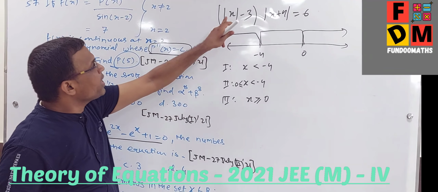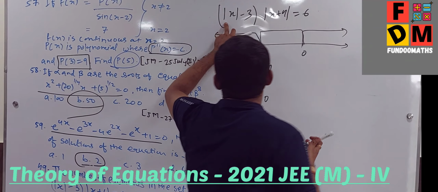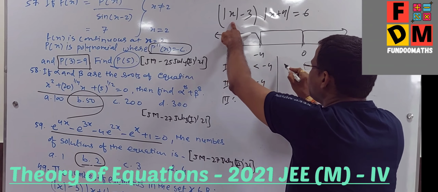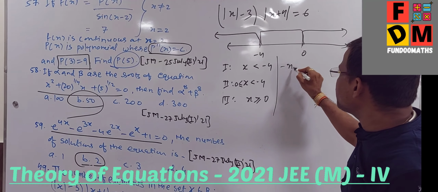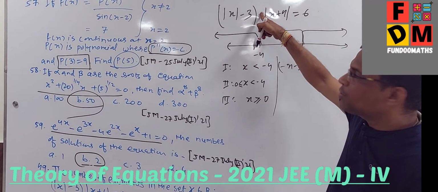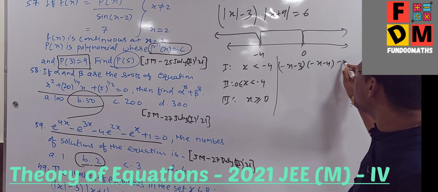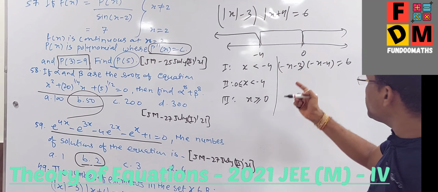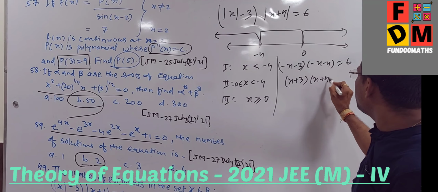So mod x minus 3 will be negative because x is negative. Ultimately, for solving we need to open the mod. So it becomes minus of x minus 3. And x plus 4 is also negative, so when I open this it will be minus of x plus 4. So minus x minus 3 into minus x minus 4 is equal to 6. I can pull out minus, those two minuses become plus, so it will be x minus 3 into x plus 4 is equal to 6.